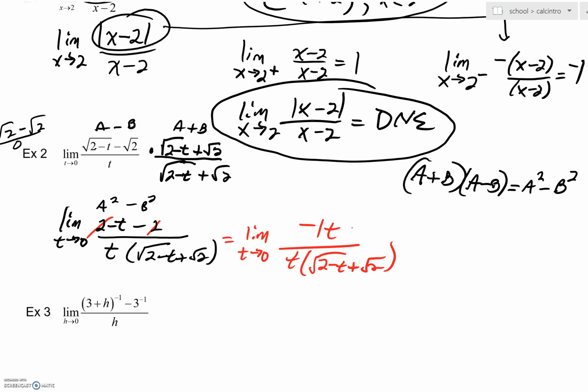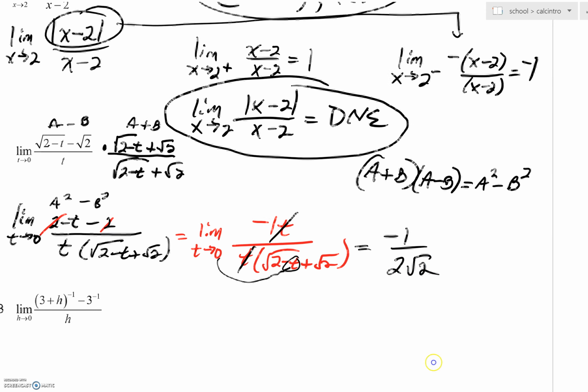Maybe I'm being emphatic there, because guess what's about to cancel? The t's. Wow. If you can get rid of your t's here, what's going to be left? You just got negative 1 up on top. And down below, when I plug in my 0, I'm just going to have root 2. What's root 2 plus root 2? 2 root 2, right? Think about it this way.